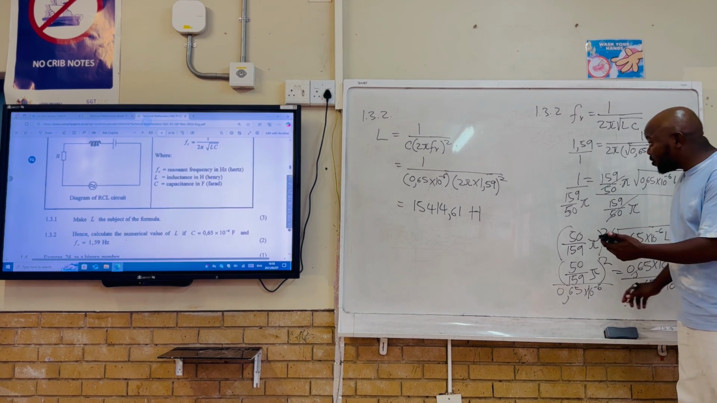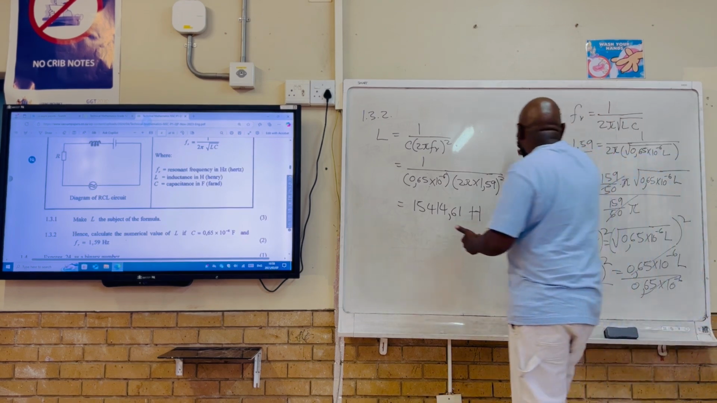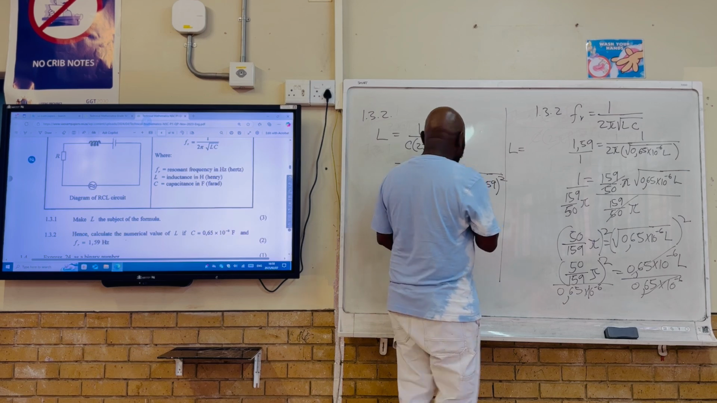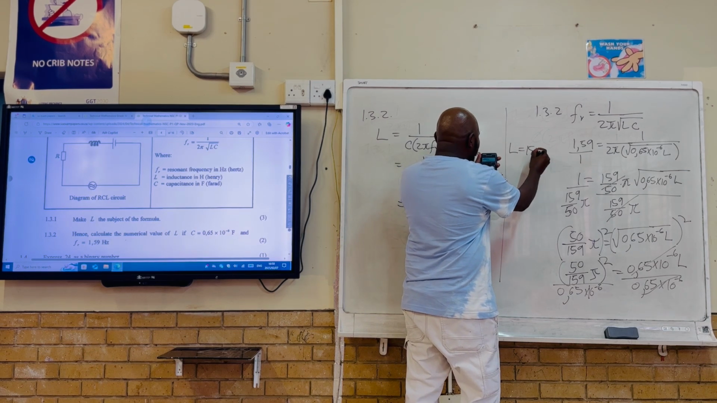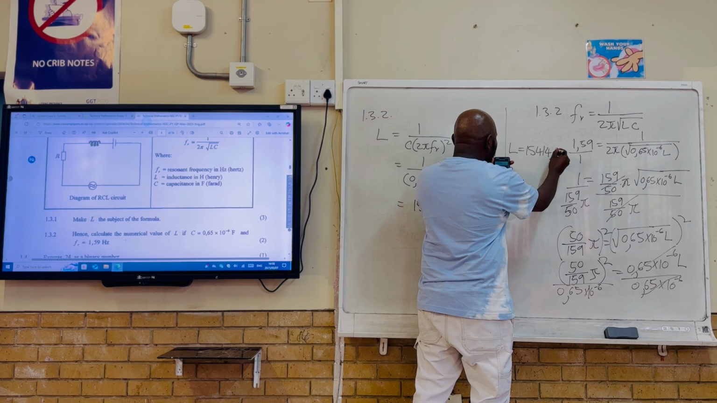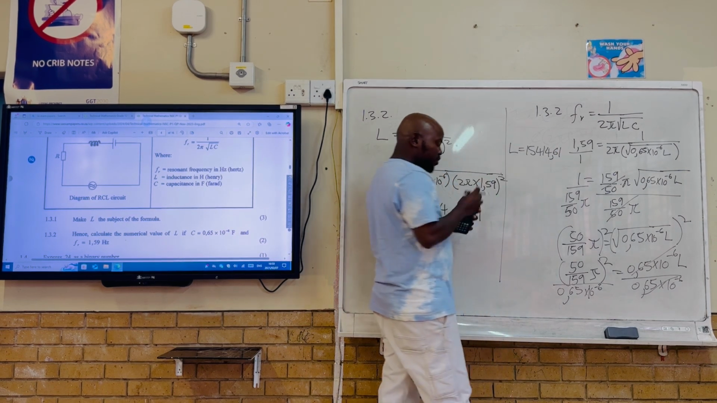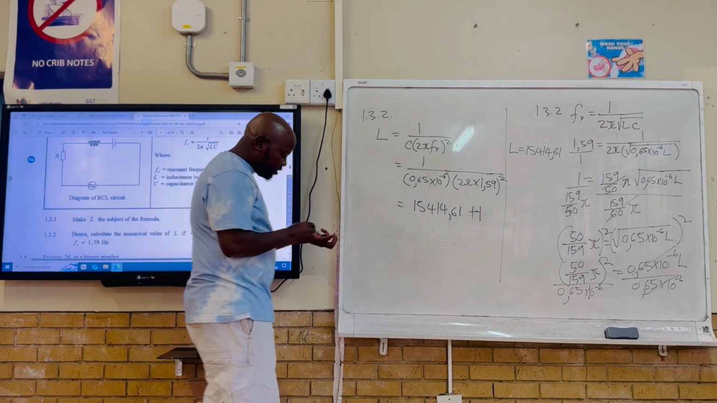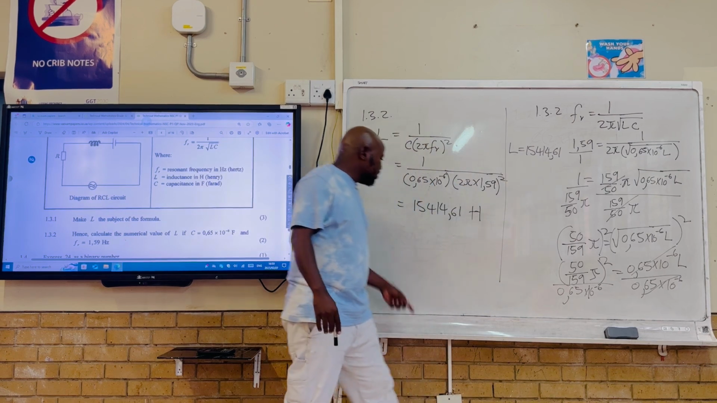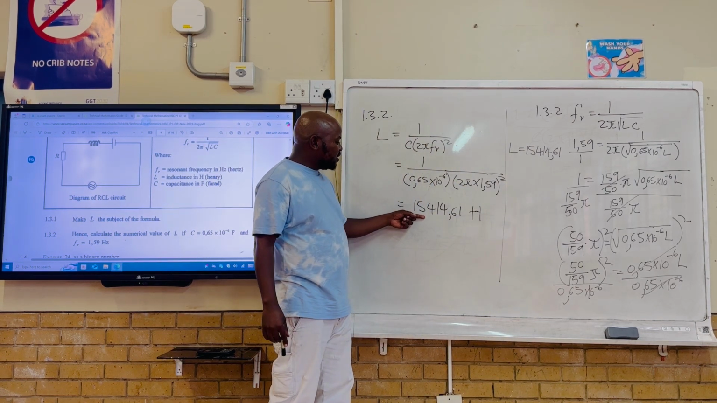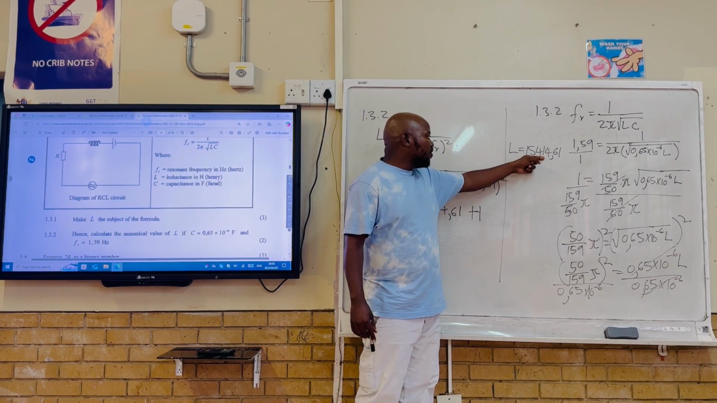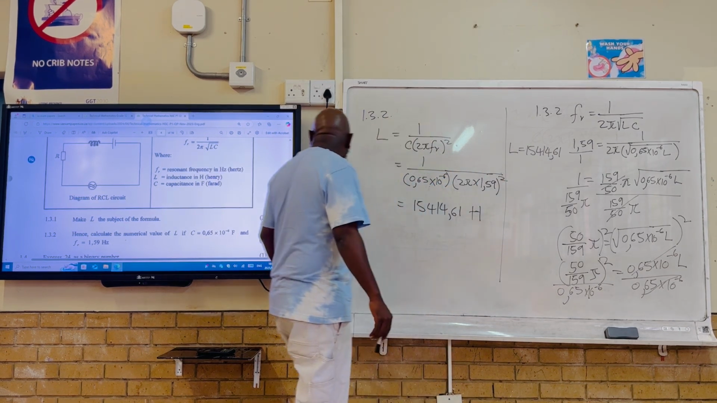Our answer will also be equal to our inductance, I will just take it to this side. Our inductance will also be equal to 50,000 414, comma 61. You see now, with this method we are still going to get the same answer. This side you got 15,414,61, and also this side you are getting 15,414,61.